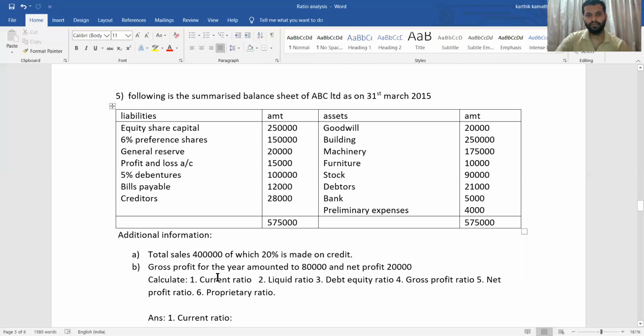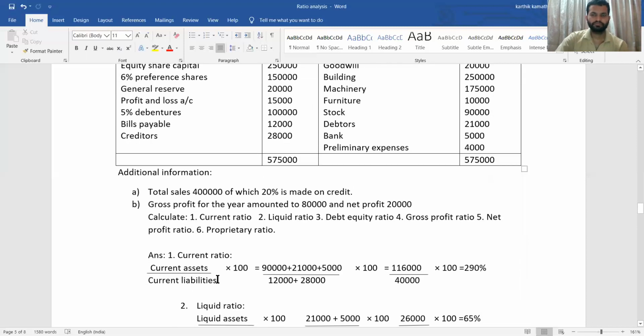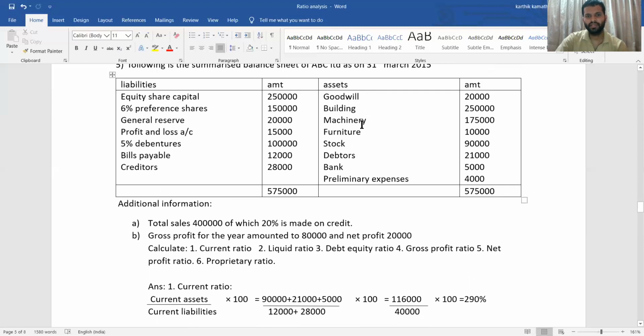Calculate current ratio, liquid ratio, debt equity ratio, gross profit ratio, net profit ratio, and proprietary ratio. First of all, current ratio. As you know, the formula is current asset divided by current liability into 100. So in this problem, current asset will be, if you see the asset side, you can directly get the values: stock, debtors, and bank.